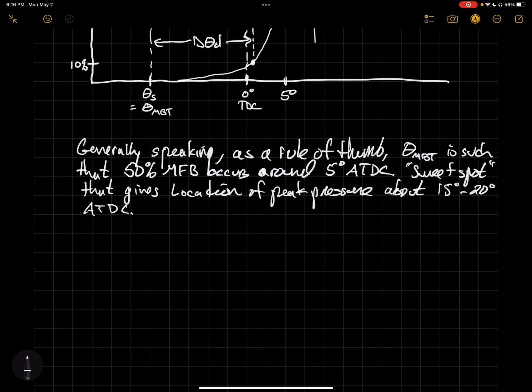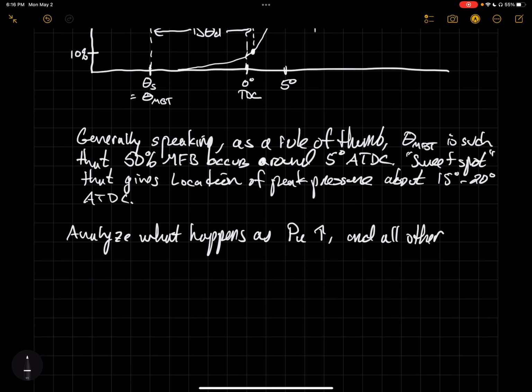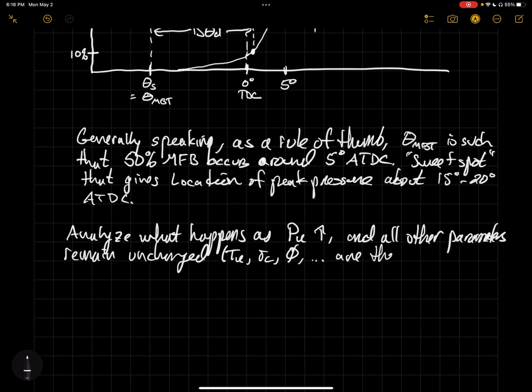So in order to do that, we're going to analyze what happens as unburned pressure increases and all other factors remain unchanged. So for example, unburned temperature is the same, compression ratio is the same, fuel air equivalence ratio is the same, right? All of these things are the same. Let's take a look at what happens.